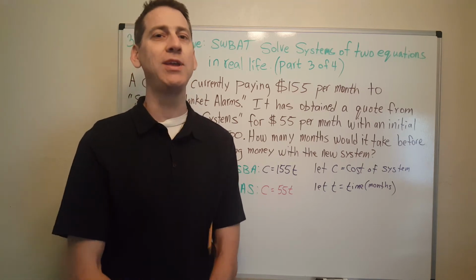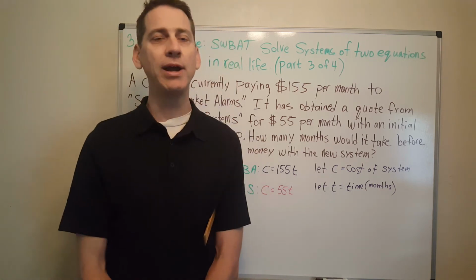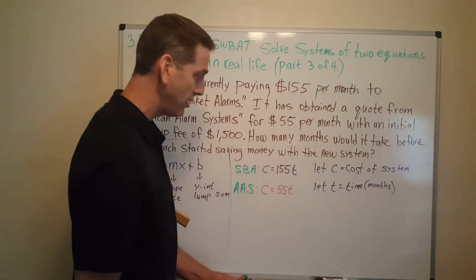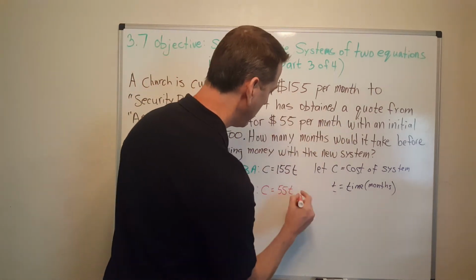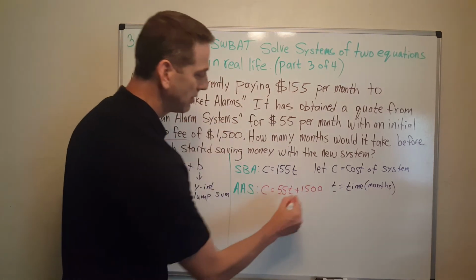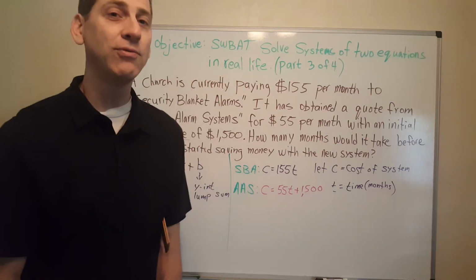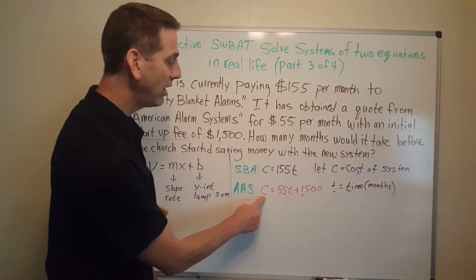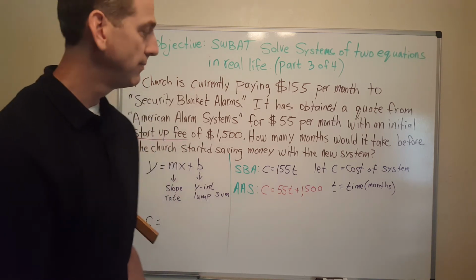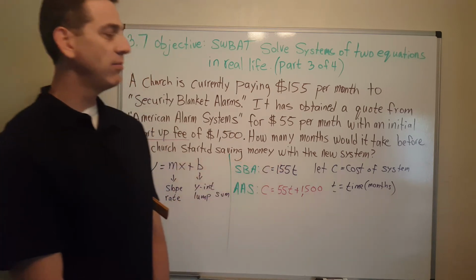It's a one-time fee, right? Because they've got to pull all the other old equipment out, and they're going to install their own equipment. So there's an initial startup fee. That's going to be my lump sum thrown on the end, so I'm going to add $1,500. All right, so there's my equation for American Alarm System. The cost is $55 per month plus $1,500 to start. Okay, and the question is, when will the church start saving money with the new system?